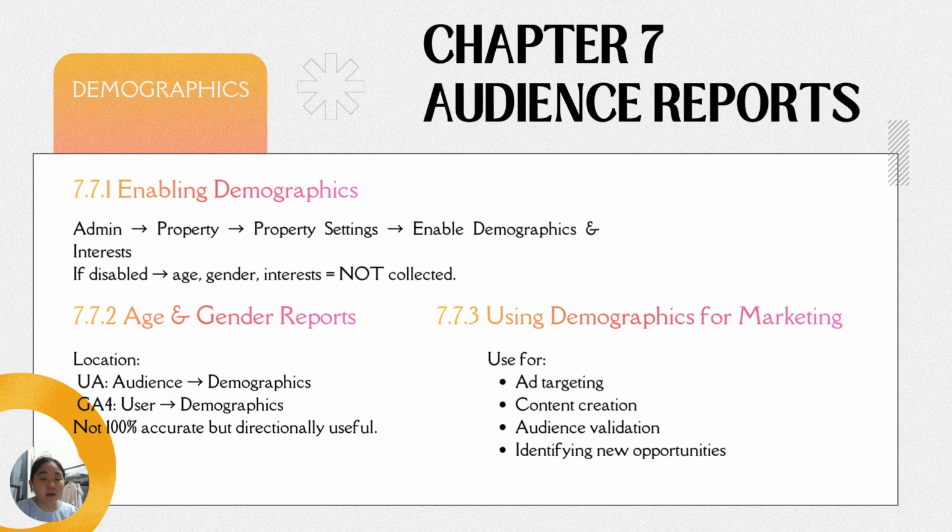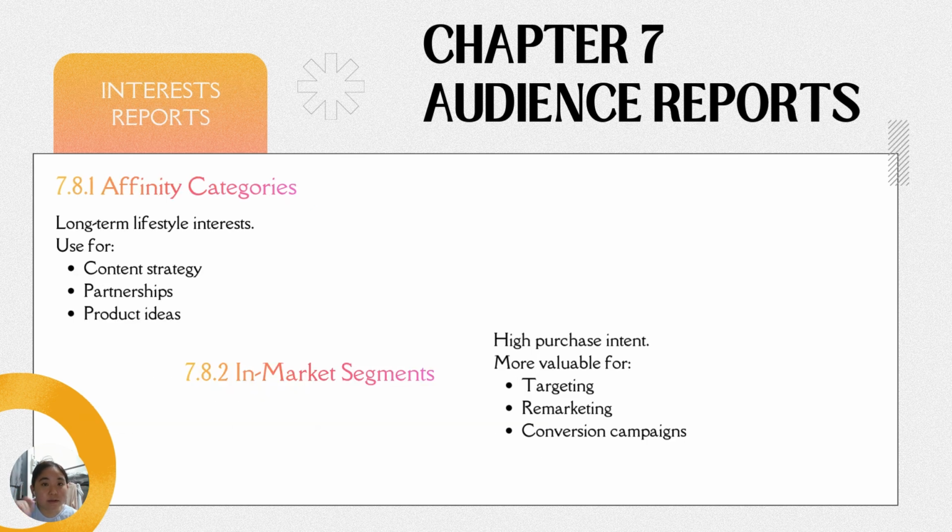About the demographic reports, how to enable demographics: choose admin, property settings, enable demographics and interests. If disabled, age, gender, and interests are not collected. So about age and gender reports, for GA4 we choose user and demographic. Using demographics for marketing, it can be used for ad targeting, content creation, audience validation, and identifying new opportunities.